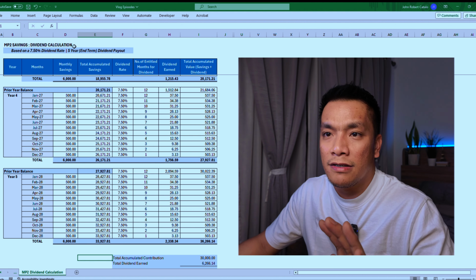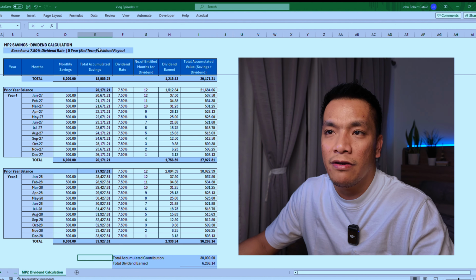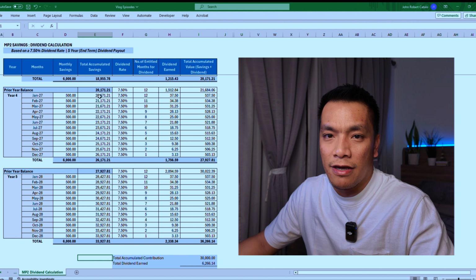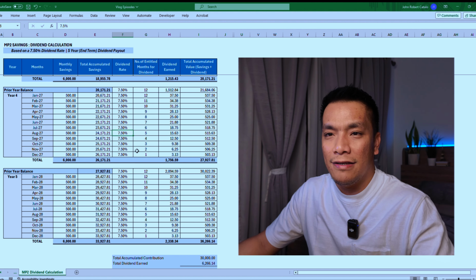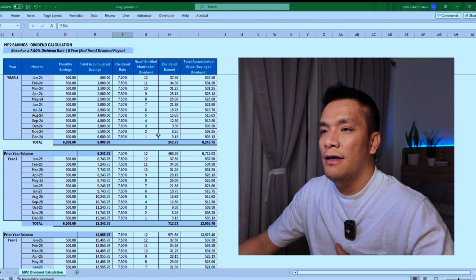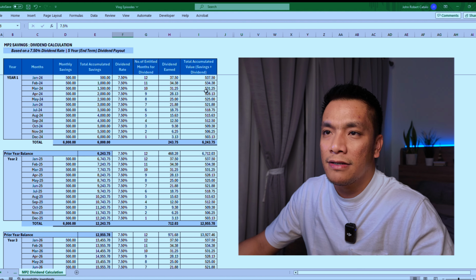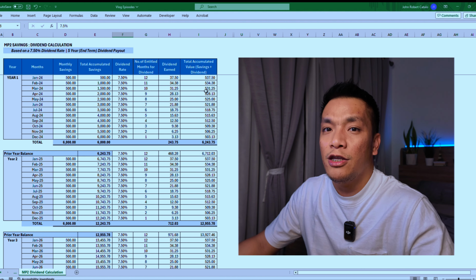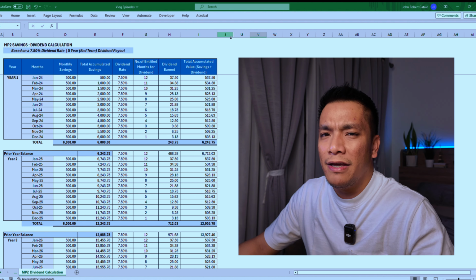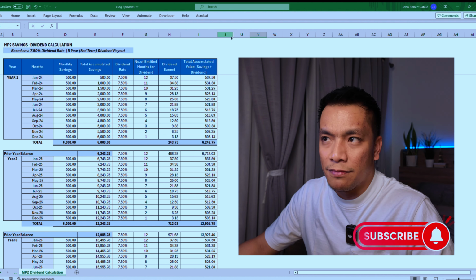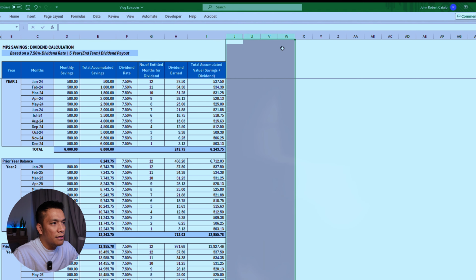And by the way, this calculation is based on the 5-year end term dividend payout. Kaya compounding yung calculation ng interest niya. And syempre, meron na rin akong ginawang table para sa annual dividend payout option. Para makita natin yung comparison kung malaki nga ba yung difference ng earning between the two options. So, naka-hide lang siya. I-unhide ko lang para makita natin yung difference.